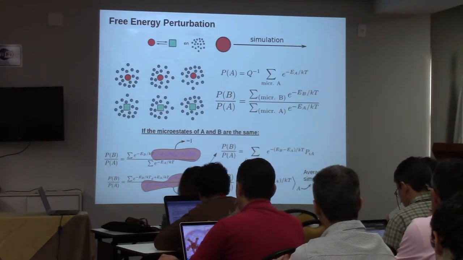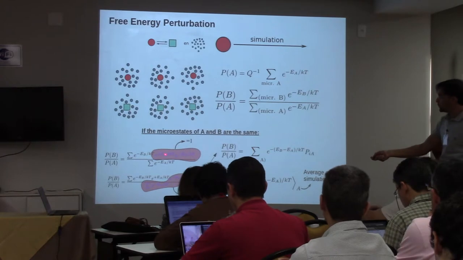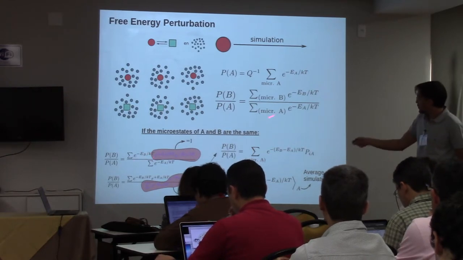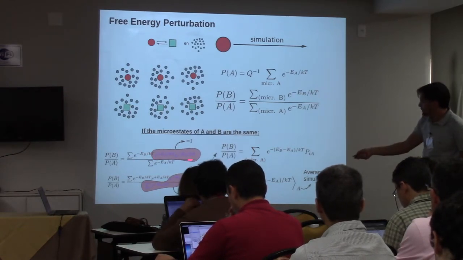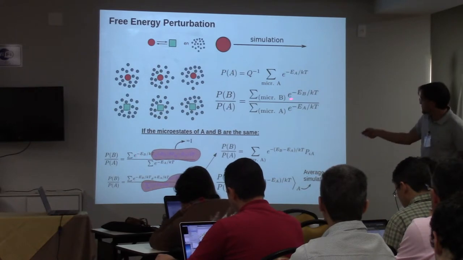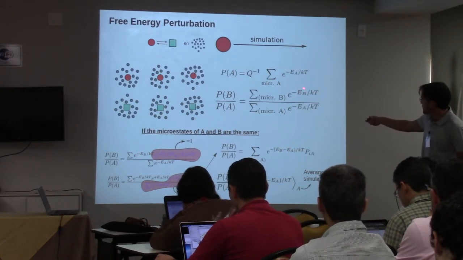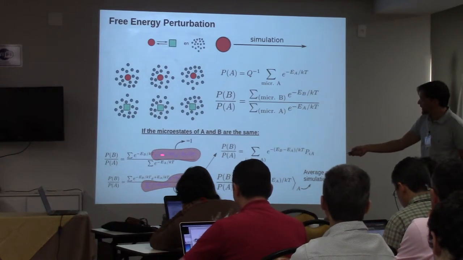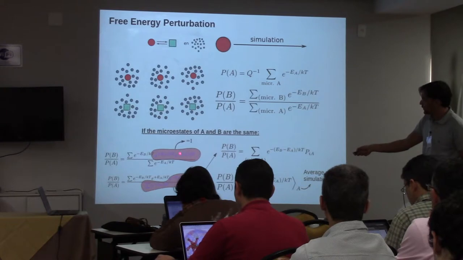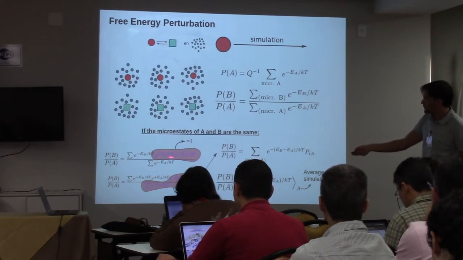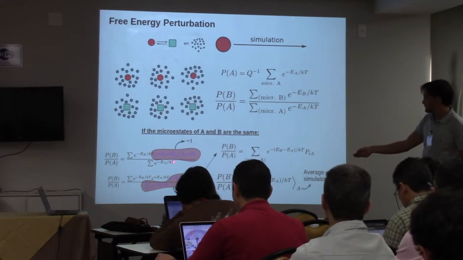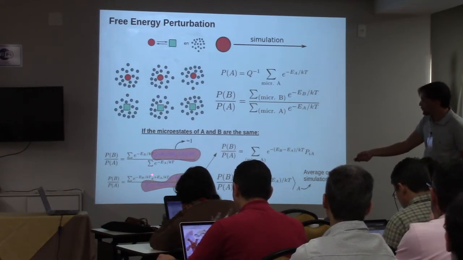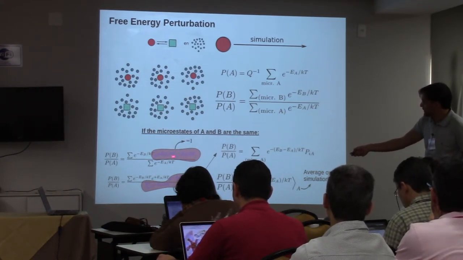Then we do a trick in which we multiply the numerator of this formula, this exponential of the energies of B, by the exponential of plus the energy of A times the exponential of minus the energy of A. This times this is 1, so we didn't do anything.